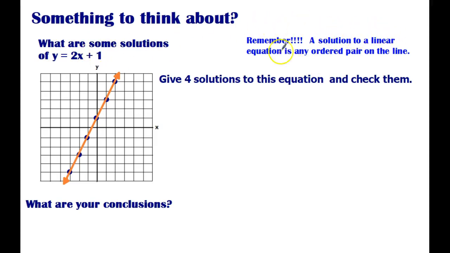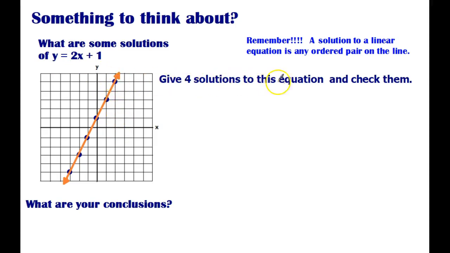Remember, a solution to a linear equation is an ordered pair on the line, because you input and you output. That's how we make the line. So let's remind you, when I input 0 as my x, my output is 1. That's where that 1 comes from. When I input 1 as my x, my output is 3. That is the reason why these are solutions, because we get true statements. When I input 2, my output is 1, 2, 3, 4, 5.